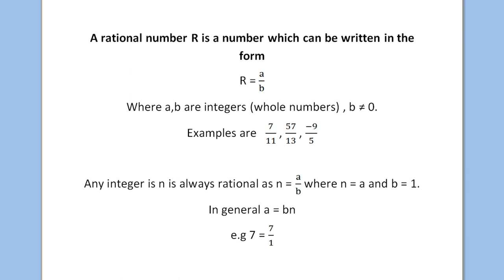Examples are 7 over 11, 57 over 13, minus 9 over 5. They're all rational numbers. When we divide a by b, we could end up with an integer. Any integer is always rational, as n equals a over b, where a equals n and b equals 1. In general, a equals bn. Example, 7 is equal to 7 over 1. So it's automatically rational. The denominator is 1.